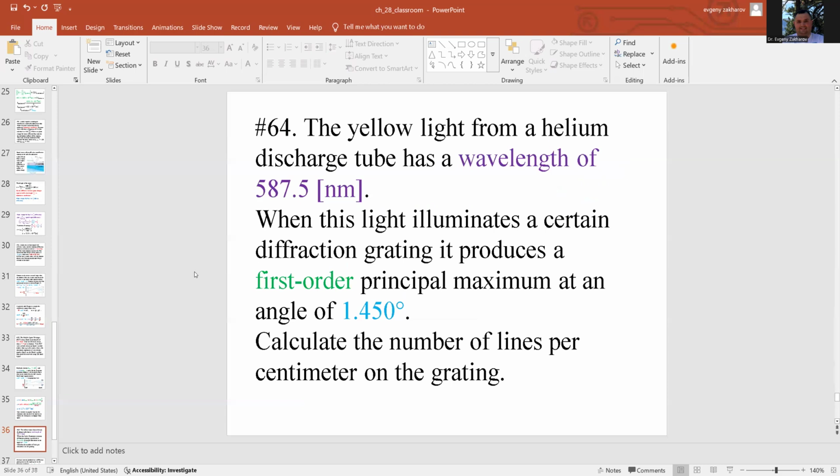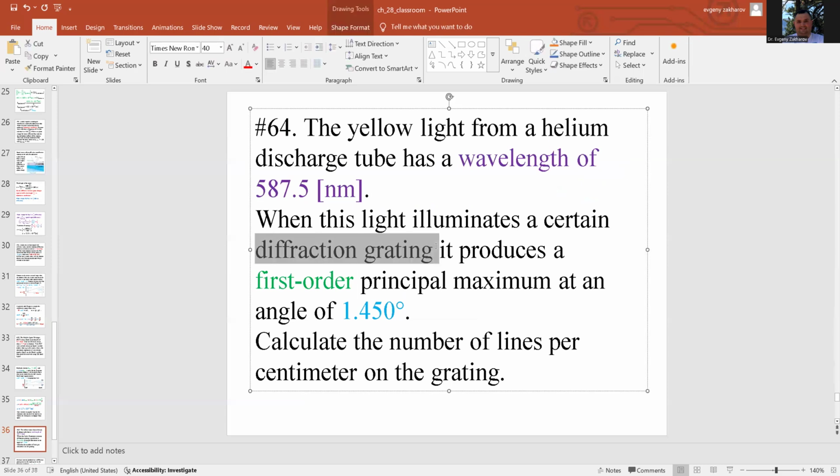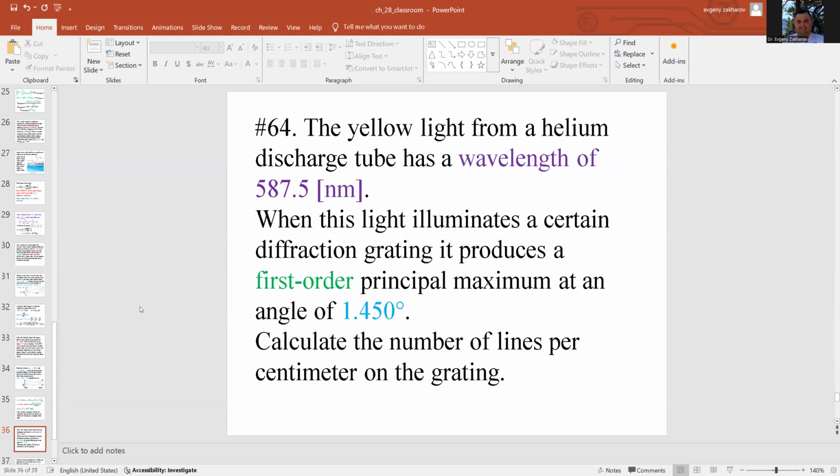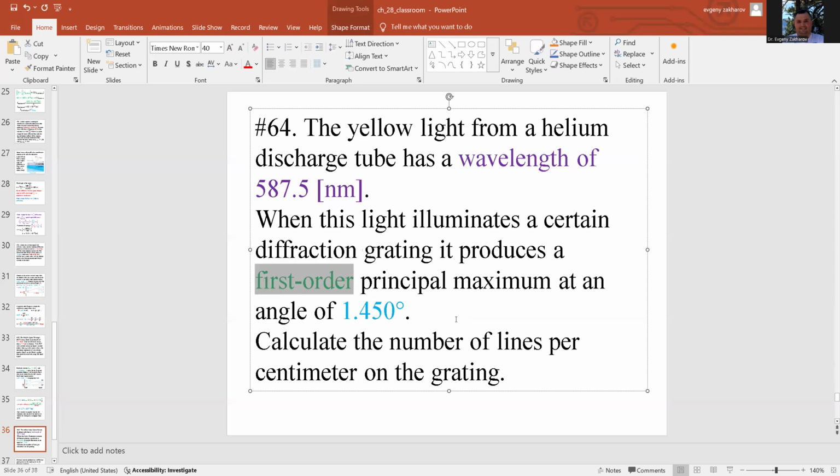Okay, one last problem. We got a yellow light from a helium discharge tube. So we're talking electromagnetic radiation once again. Got a certain wavelength, and now it is the diffraction grating. So what's going on with the diffraction grating? This is how you produce all of those maxima and minima. This time it's the first order maximum at a certain angle given. So calculate the parameters of the grating. To be more specific, it's the number of lines per centimeter. So it's the number of those slits per 1 centimeter.